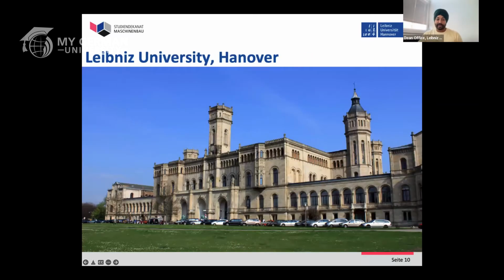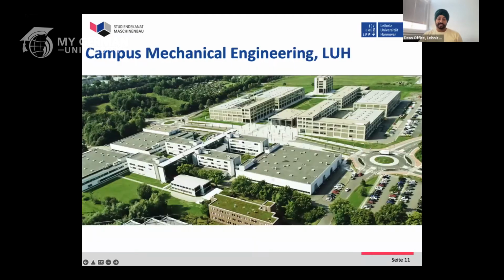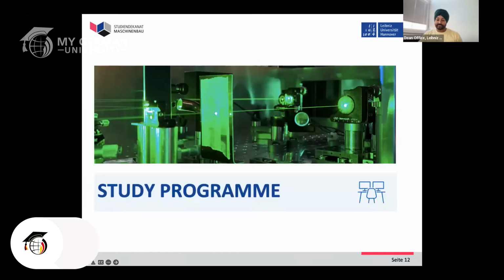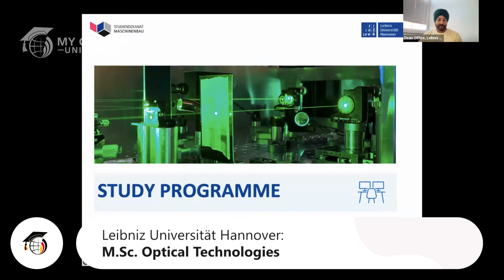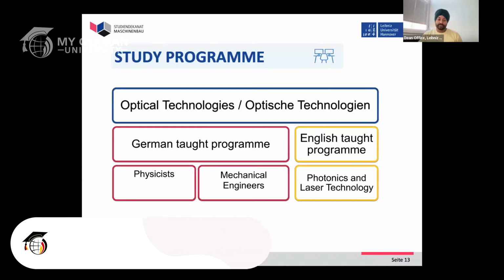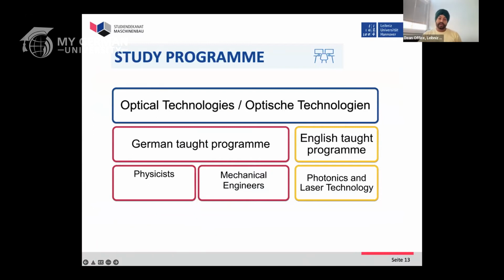This is our wonderful main campus, Leibniz University Hannover. You might be thinking it looks like an old palace. Yes, it was built as a palace, but never used as a palace. So we have a university inside it. And here, this is one of the most advanced, newly built campuses. It's the mechanical engineering campus that we have at Leibniz University Hannover. Jumping straight into the study program that you might all have been waiting for. The optical technologies program at Leibniz University Hannover is actually divided into 3 different parts. And before that, it's mainly categorized into our main categories, a German taught program and an English taught program.